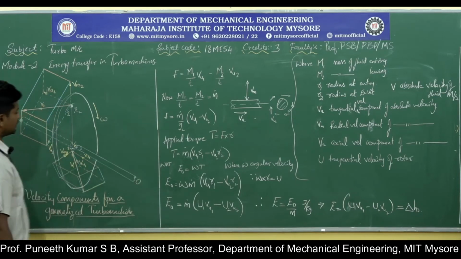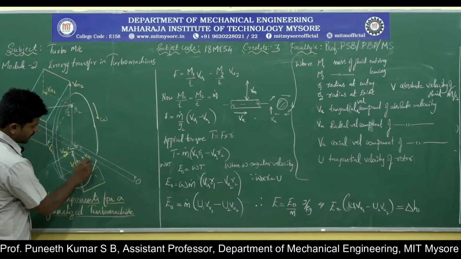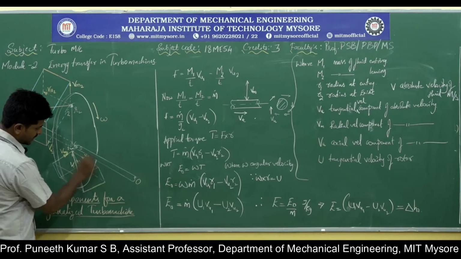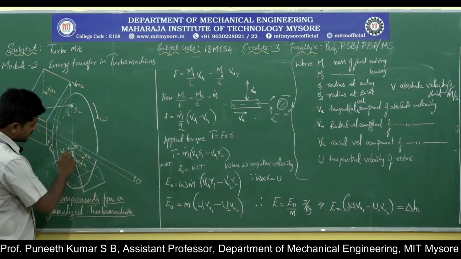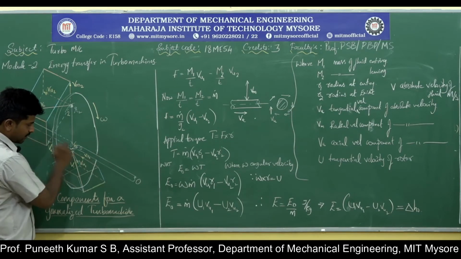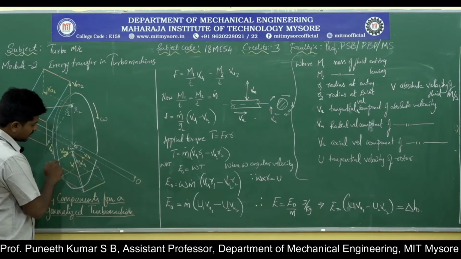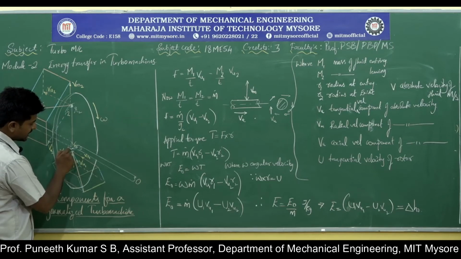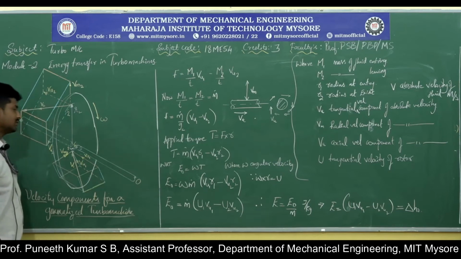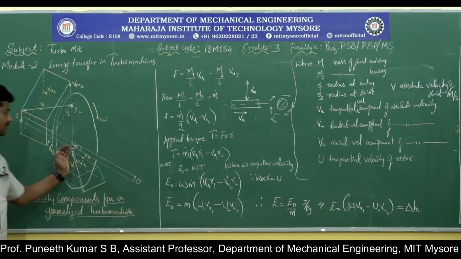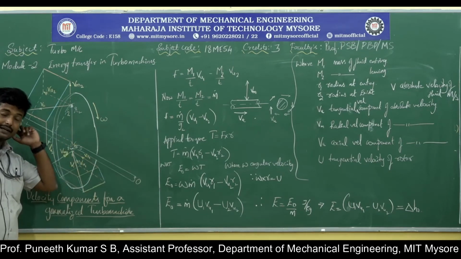We can see that Va1 is parallel to the axis, and Vm1 is perpendicular to the axis of rotation of the shaft. Next, Vu1: if I consider this as an arc, Vu1 is the tangential component of the rotor at the entry.